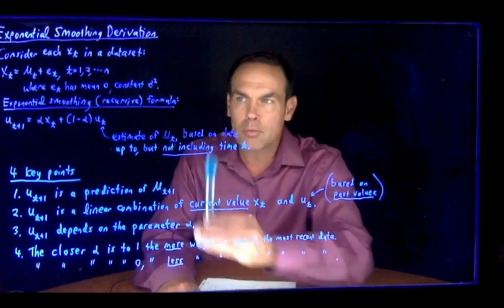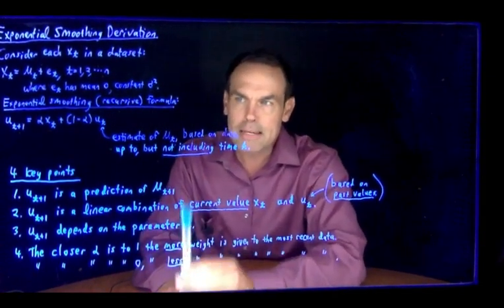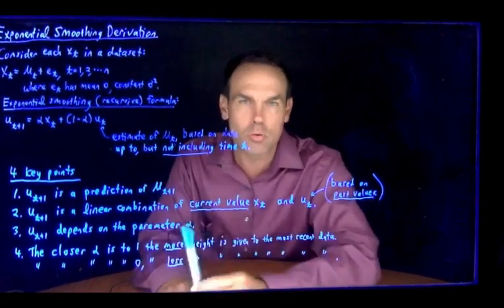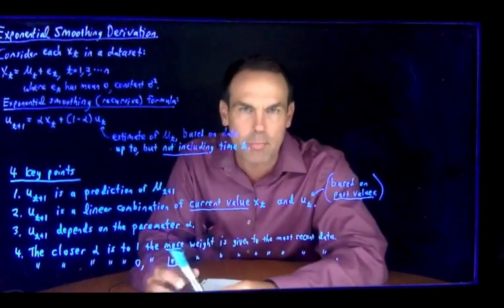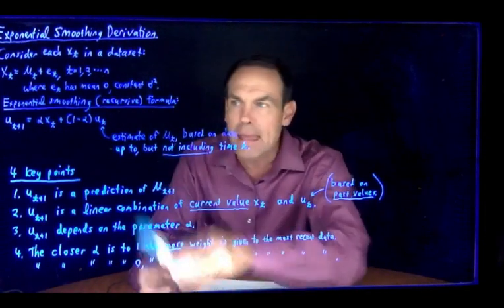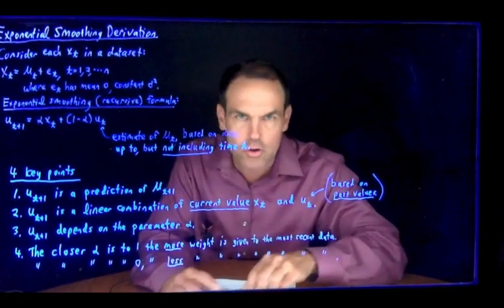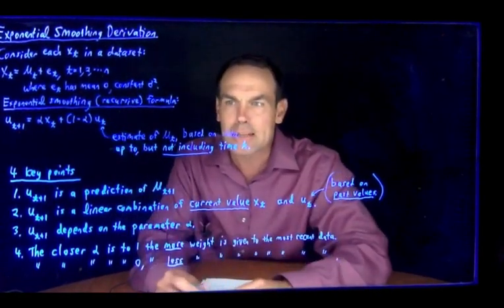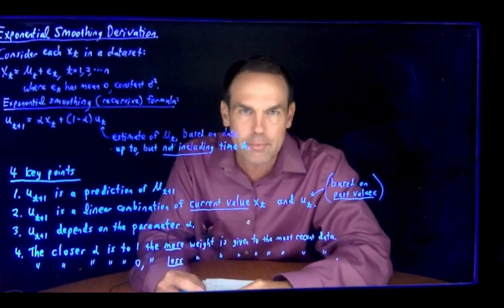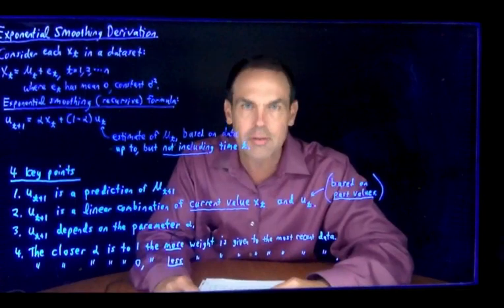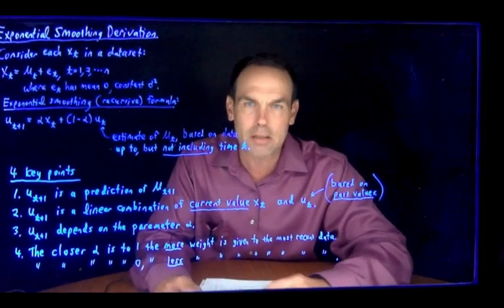Now, back to the second point about it. u sub t is an estimate of mu t, and it is based on data up to, but not including, and that's important, but not including time t. So it's looking at the past. x sub t is the value at time point t, right now. But this u sub t is looking at the past. And that is a convenient combination that exponential smoothing takes advantage of.